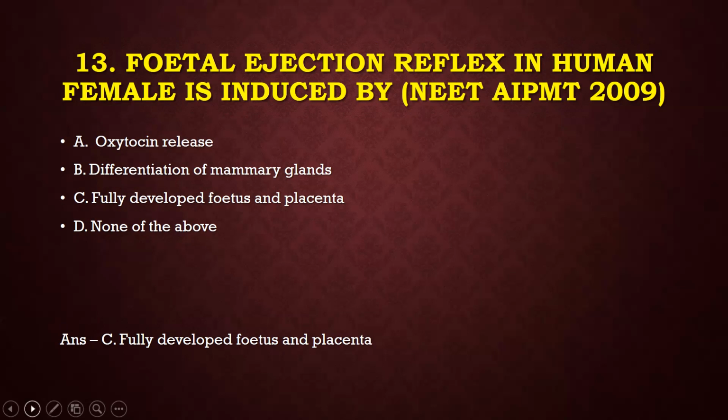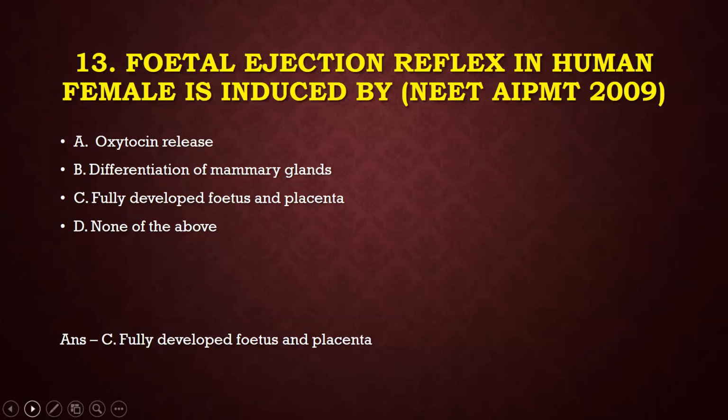So fetal ejection reflex is nothing but where the fetus itself gives us the reflex, meaning the signals, that it is ready to come out, ready for the parturition process, that is the delivery process. So fetal ejection reflex in human female is induced by whom? Parturition is a complex neuroendocrine mechanism where we get the signals that the fetus is ready to come out from the womb of the mother. The signals originate from a fully developed fetus.